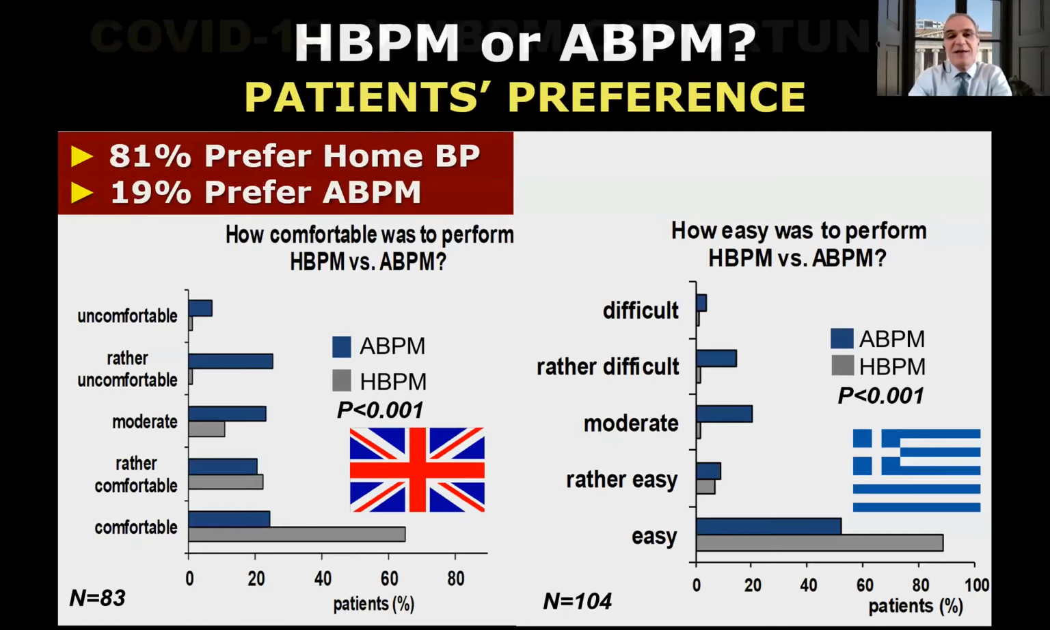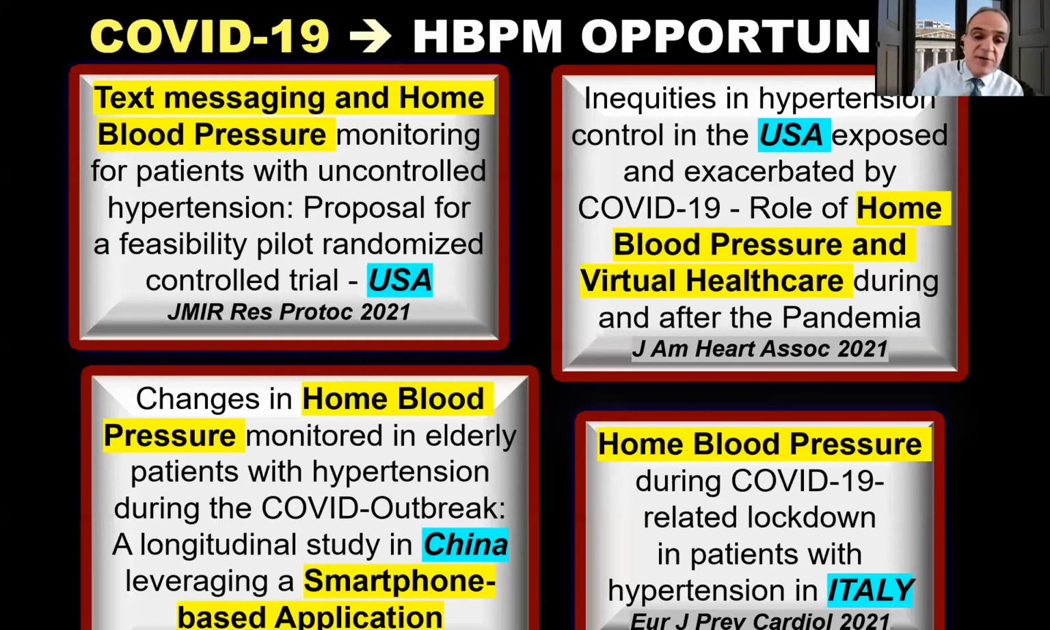And I think I'd like to say here that COVID-19 was a disaster, but also opened several opportunities, which are being now discussed. And one of them is home blood pressure monitoring. I'm showing you four papers from the United States, from Italy, from China, and they say text messaging and home blood pressure monitoring, smartphone-based application with home blood pressure monitoring, home blood pressure monitoring and virtual care. So COVID-19 will push home blood pressure telemonitoring faster into clinical use.